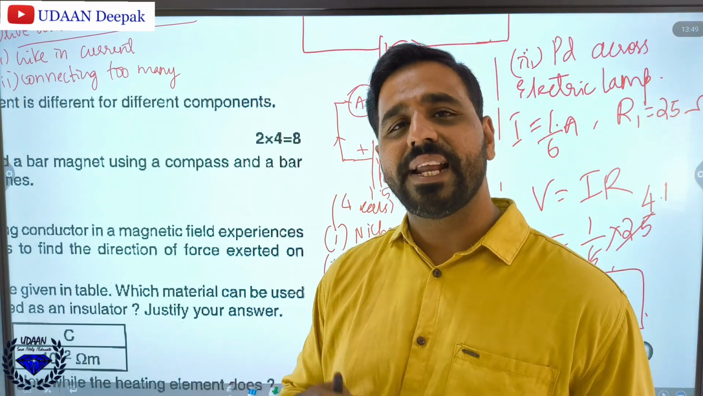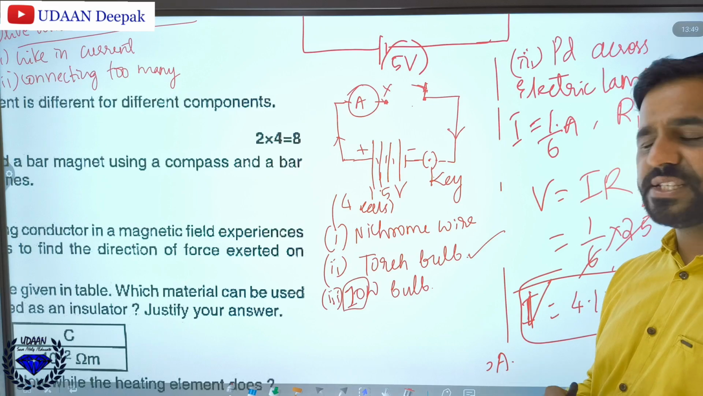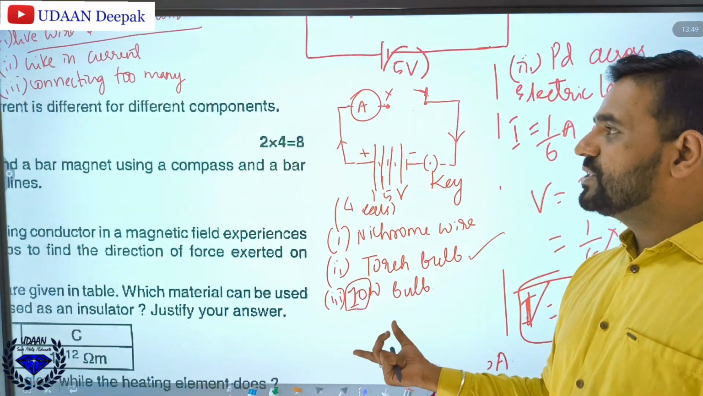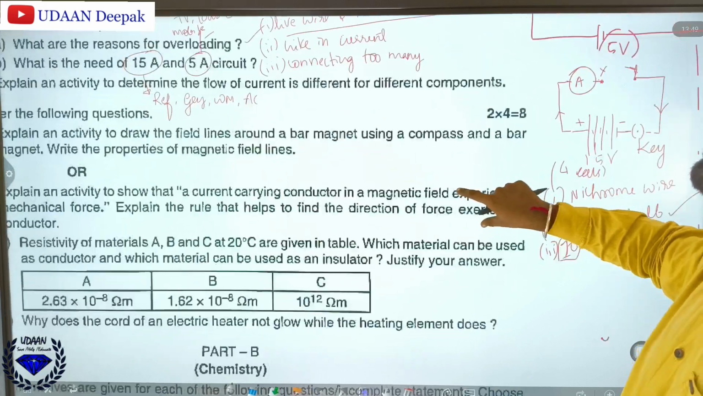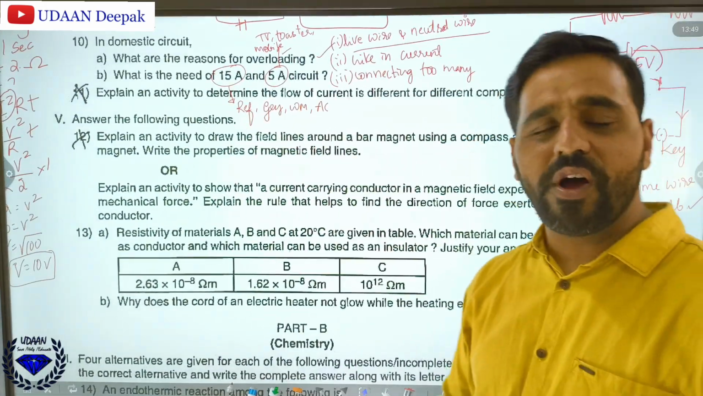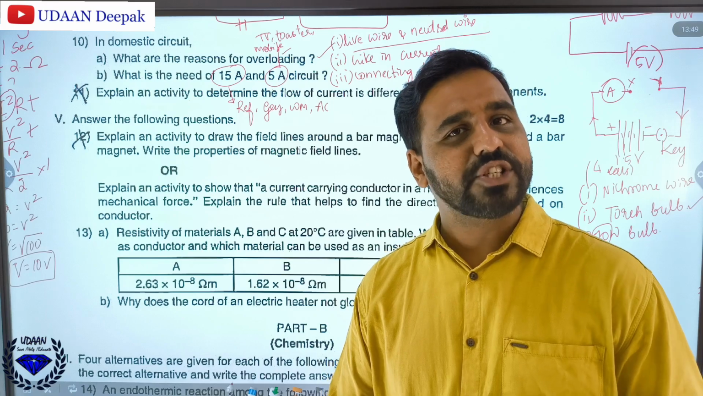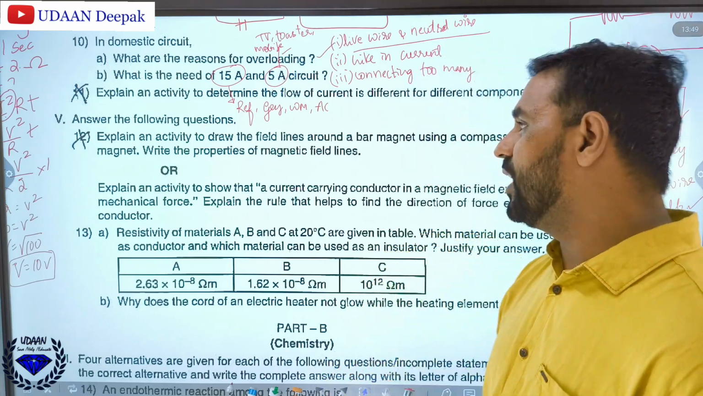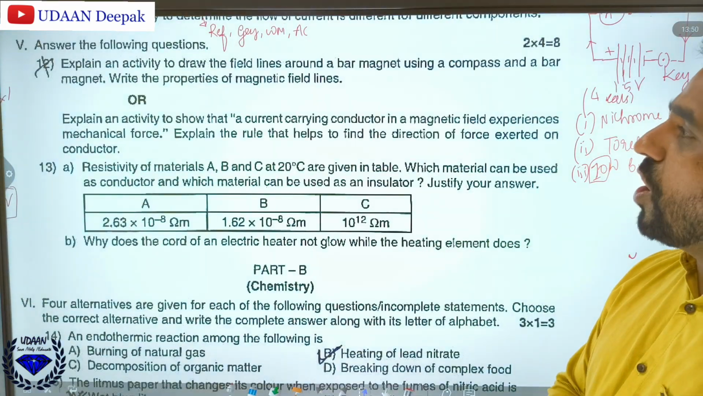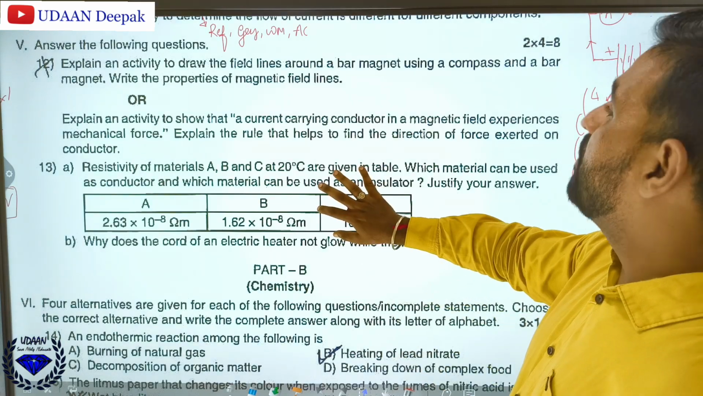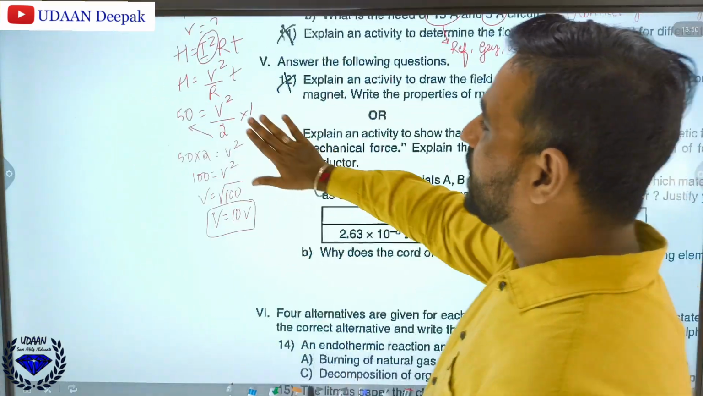You should write that the current in the three different materials, that is nichrome, torch bulb and 10 watt bulb, are completely different. So from that activity we can determine that the flow of current is different for different components. This is there in the textbook, and you should be able to write the activities as they are. Okay. The next activity: draw the field lines around a bar magnet using a compass and a bar magnet, and write the properties of magnetic field lines.